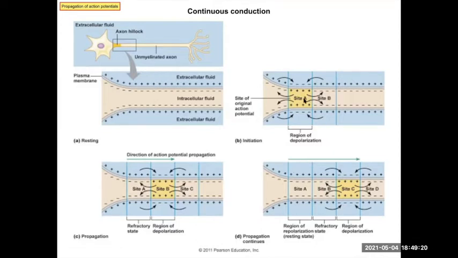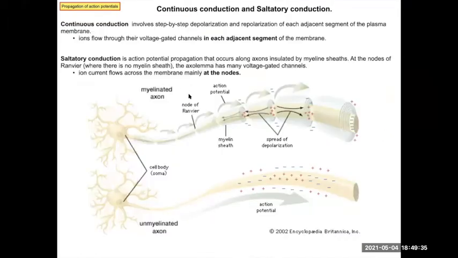It's going to go from one segment to the next segment, to the next segment, to the next segment, just walking down like that stack of dominoes. That's called continuous conduction. And this is how it would go if you didn't have so-called myelin. So that was continuous conduction, everything we've talked about. Ions are flowing through their voltage gated channels in each individual segment by segment, and just a random kind of localized depolarization.